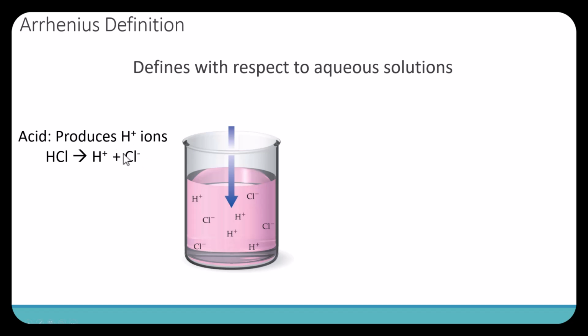So the chlorine's there. We don't really care about it when we're defining acids and bases. What we're focusing on is this hydrogen ion. So when it breaks apart, it dissociates. We do see an increase in the hydrogen ions.